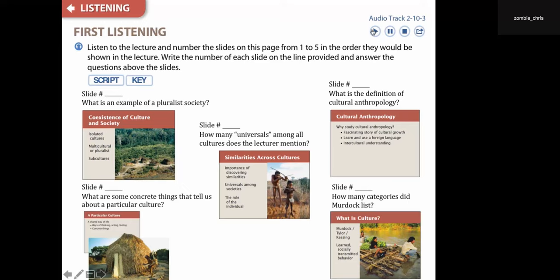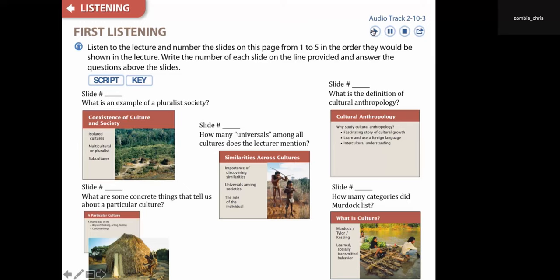So we will very, very rarely be introducing new ideas towards the end of the lecture. And we'll just be showing you old ideas in a different context, hopefully, so you'll be able to understand them better. So here's the first lecture. Don't worry about the questions. Just put the slides in order, 1 to 5.